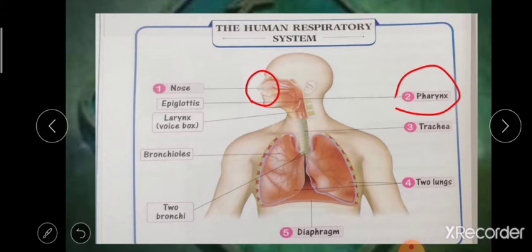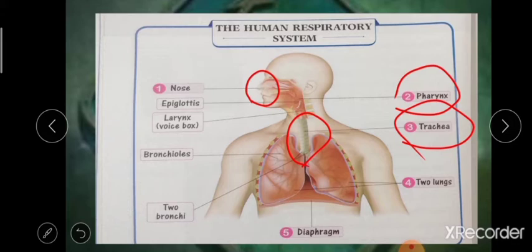In the digestive system, it leads to the esophagus. In the respiratory system, it leads to the trachea. This tube is called the trachea. Notice that it is CH, not like school. CH, not ch. Chemistry also starts with CH. The trachea is a tube for air or for breathing.